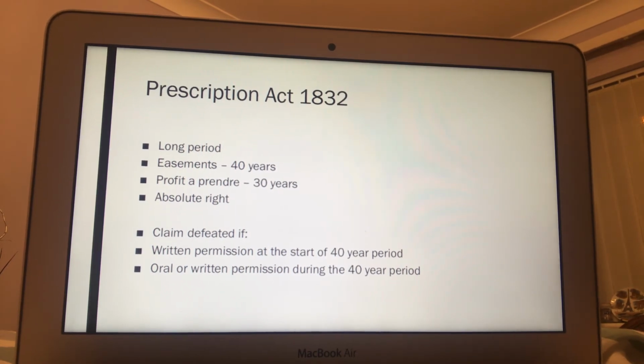But this claim can also be defeated in a number of ways. It can be defeated if written permission was given at the start of the 40-year period, and it is also defeated by oral or written permission during the 40-year period.